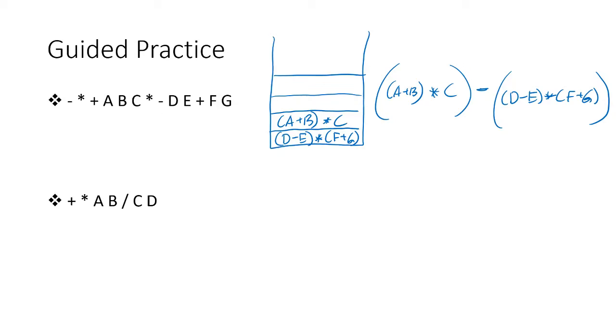Alright, and last problem. Start from the right. D, C, division, C, D, B, A, multiply. This is times A, B, and push on a plus. Let's pop it off. Pop it off. And then pop off the C divided by D. So there's our answer.